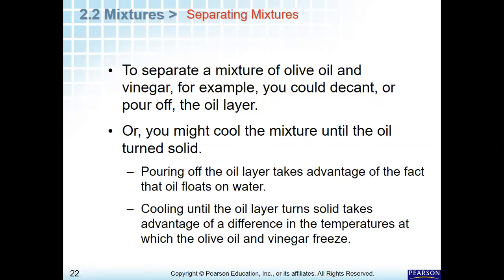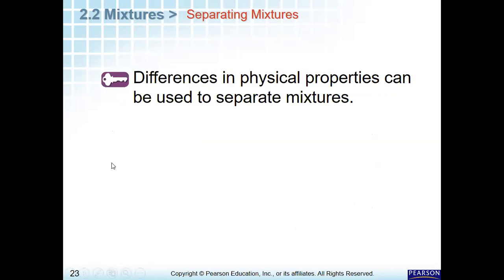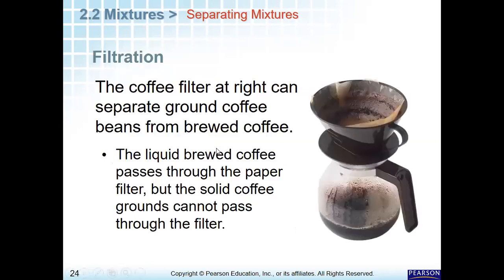Pouring off the oil layer takes advantage of the effect of oil floating on the water. But cooling until the oil layer turns solid takes advantage of the difference in temperature at which the olive oil and vinegar freeze. So if they have different freezing points, it's easy to separate too. So differences in physical properties can be used to separate the mixture also, as we said before.